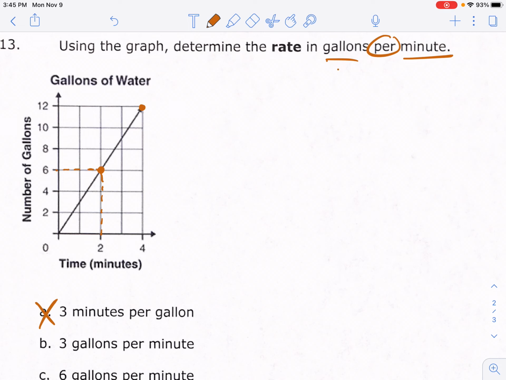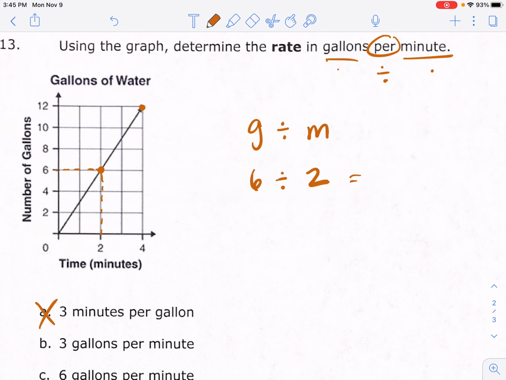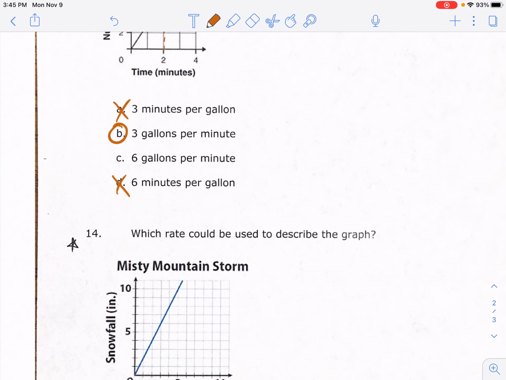So I'm trying to find gallons per minute. Remember that the word per can be my division symbol. So I'm doing gallons divided by minutes. If it is 6 gallons divided by 2 minutes, I know that 6 divided by 2 is 3. So my answer is 3 gallons per minute. There we go, 3 gallons per minute.